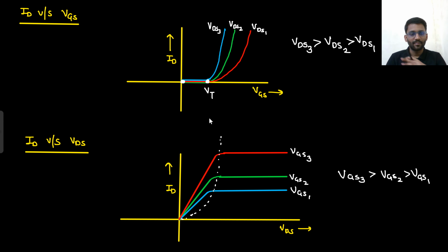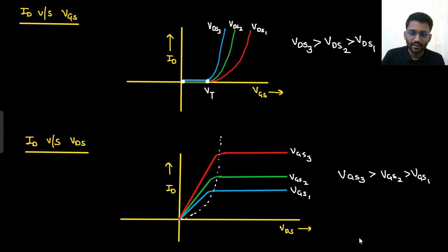Earlier, although my current was depending on VGS voltage, even if I hadn't applied any VGS, I was still getting some current. That is undesirable, right? Now we are getting a desirable thing: if there is no VGS, the current is zero. So for the current to flow, VGS should be greater than VT and VDS should be positive.